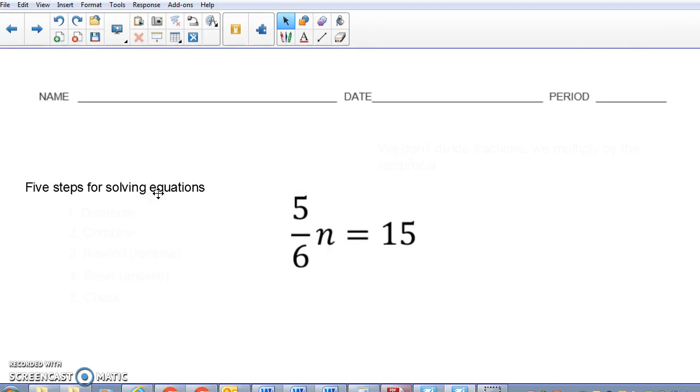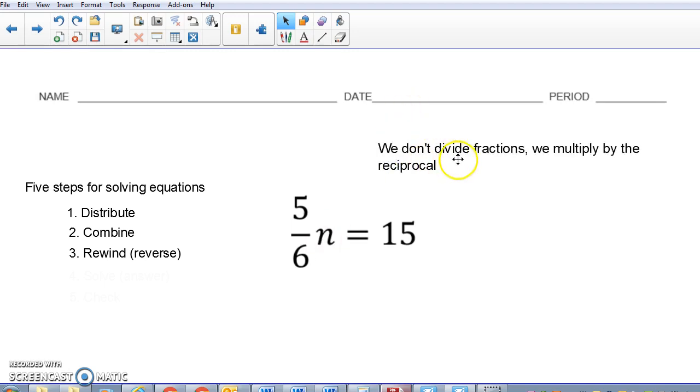My 5 steps for solving equations. Distribute, nothing to distribute. Combine, I have 5/6 in over here. I can't combine that. There's nothing to combine over here. It's time to rewind or reverse. My goal is to solve for n. This is a multiplication problem. So the opposite of multiplication is division.